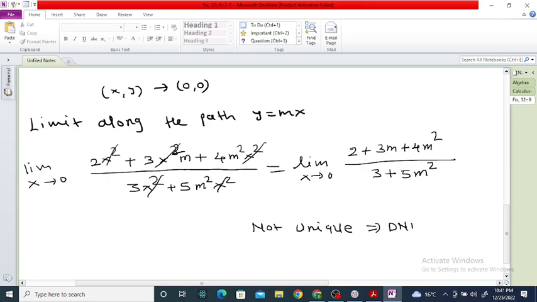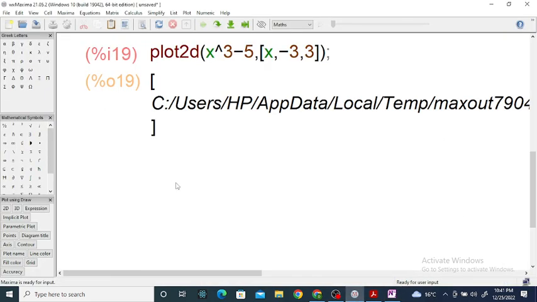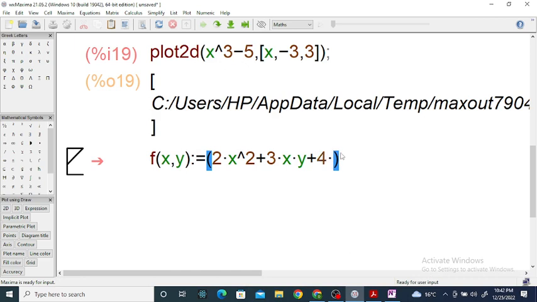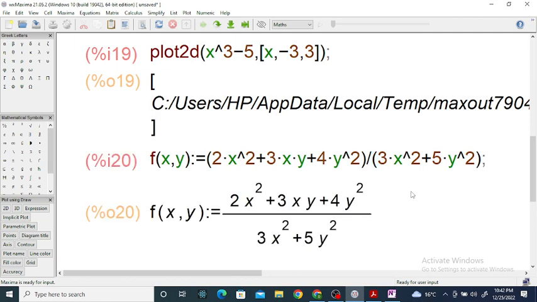This implies this limit does not exist, but we want to use the Maxima software. So if you write here f(x, y) equal to the given function, which is (2x squared + 3xy + 4y squared) on the numerator, divided by, on the denominator, 3x squared + 5y squared, and we get this is the value of f(x, y).